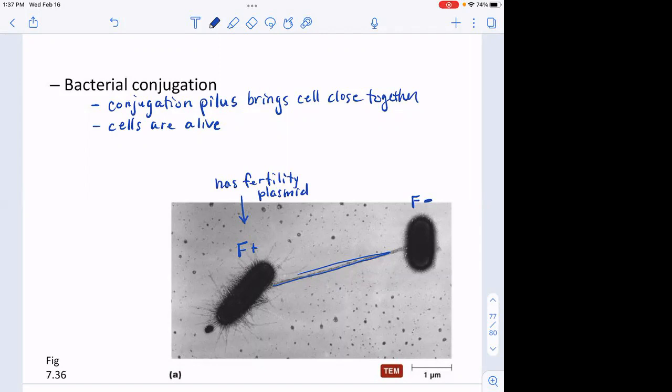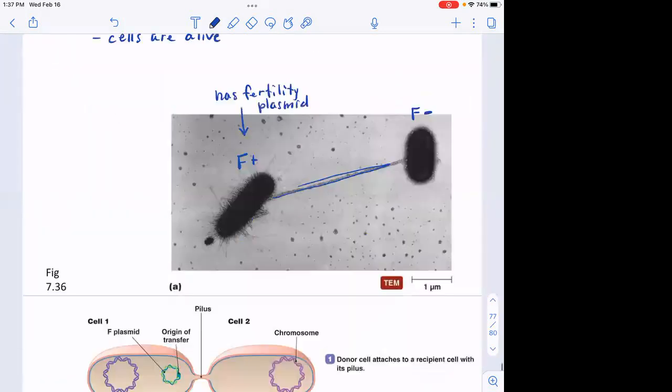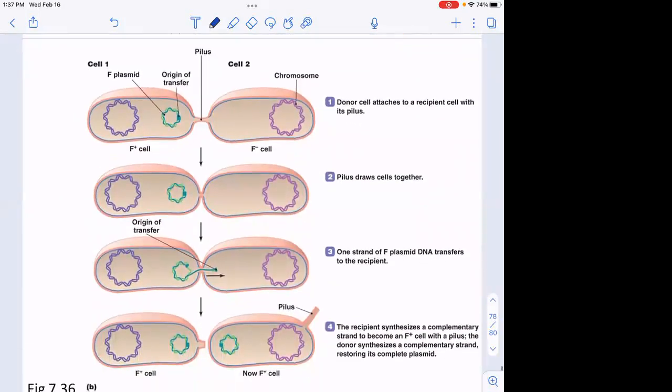Okay, let's see. So if you look at what's going on inside of the cell during conjugation, here's the donor cell here on the left. It has that F plasmid. It's made a pilus to bring the cells close together. A pore opens up here, and one strand of that F plasmid is transferred into the other cell, and then the complementary DNA strand is just made after that. Okay, so now this cell on the right is an F+ cell.